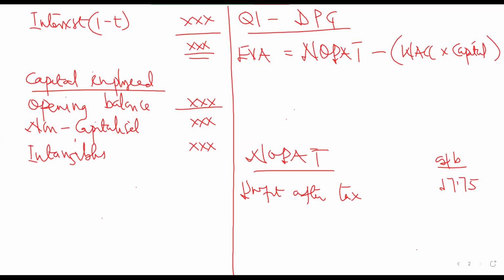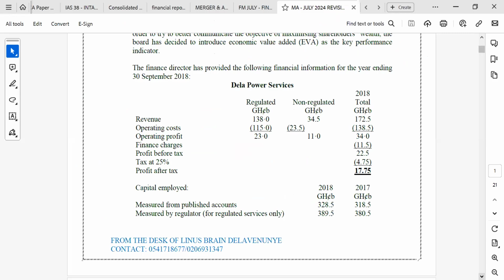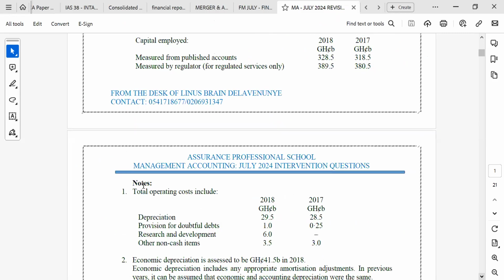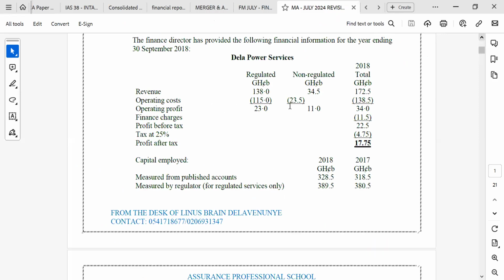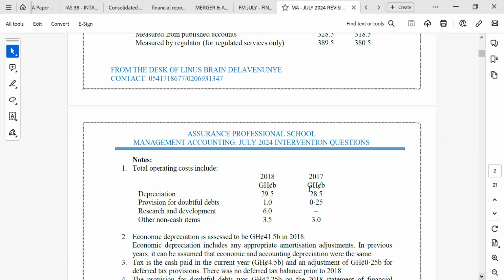Look at this place. They have given you certain items here. They have given you the total operating costs include, so come here. These are the total operating costs that they are talking about. The total operating cost over here, which is 34, includes the following figures that they are giving to us. So the depreciation over here is 28.5.